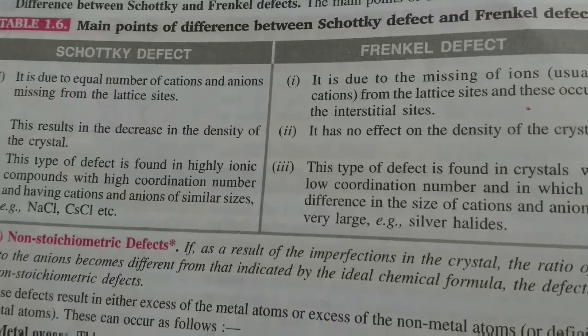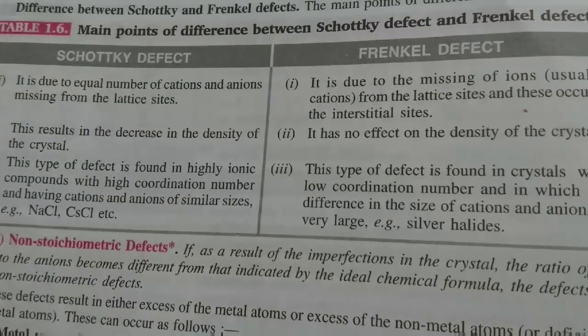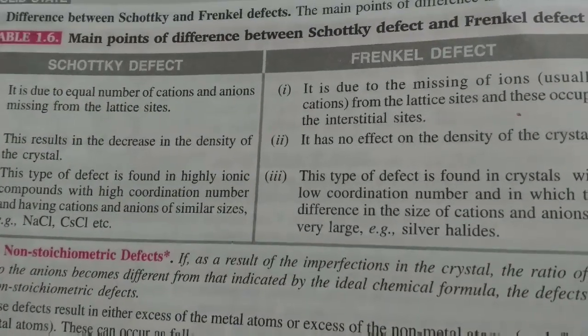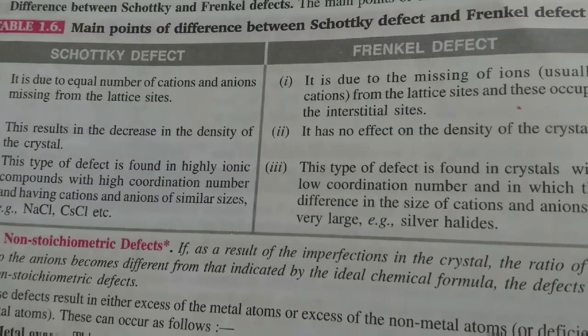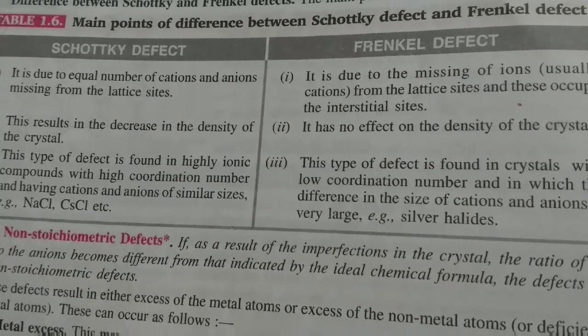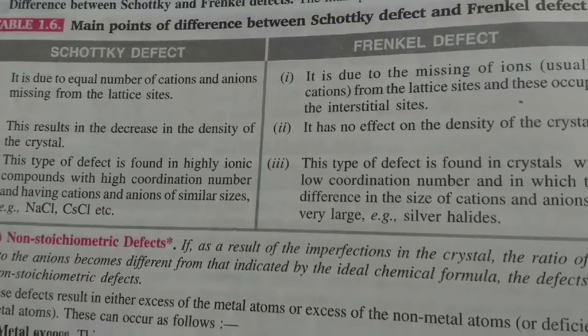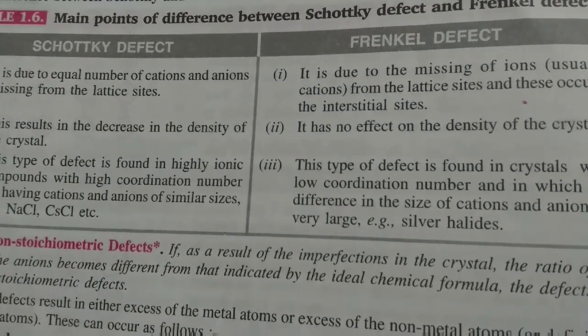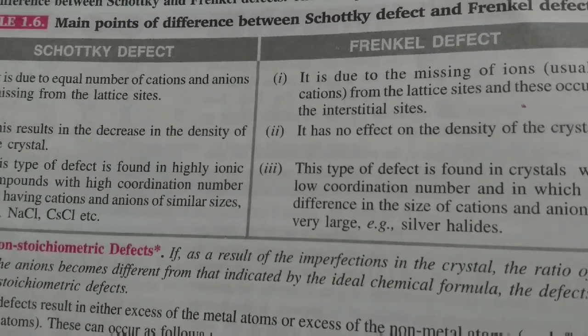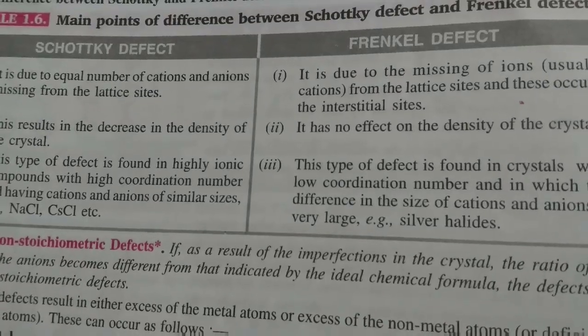And Schottky defect is found in highly ionic compounds with a high coordination number and having anions and cations of similar sizes. Example, NaCl and cesium chloride. But Frenkel defect is found in crystals with low coordination number and in which the difference in the size of cations and anions is very large. Example, silver halides.